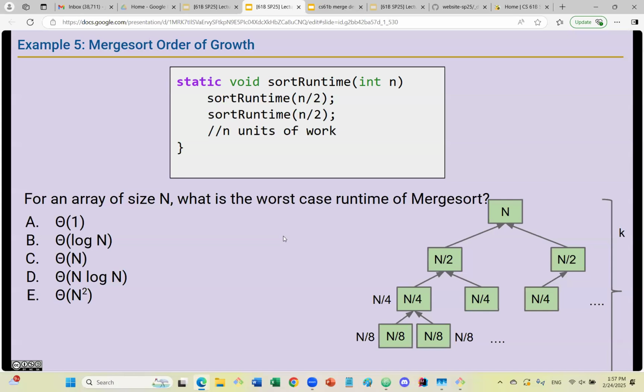And as a reminder, you don't need to worry too much about the exact details. You just want to get an approximate theta bound. So constant factors, you don't need to worry about too much.